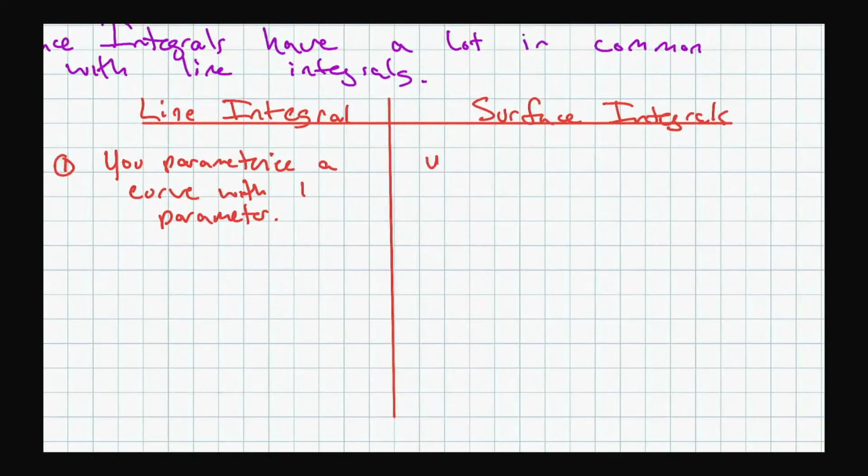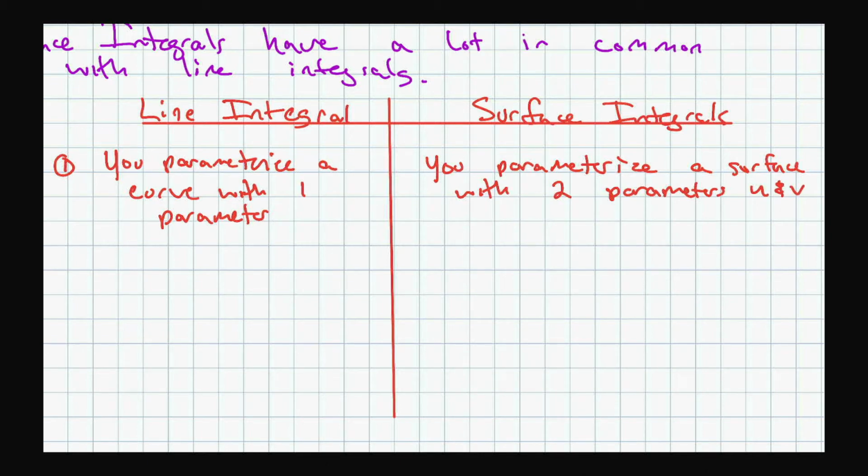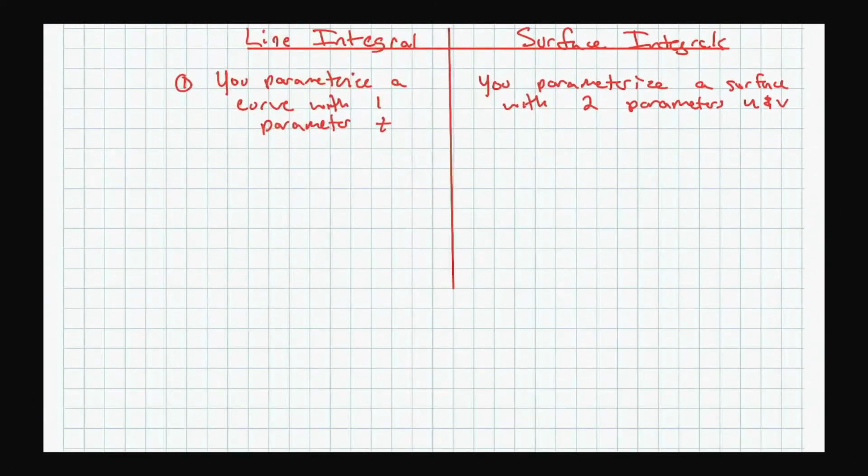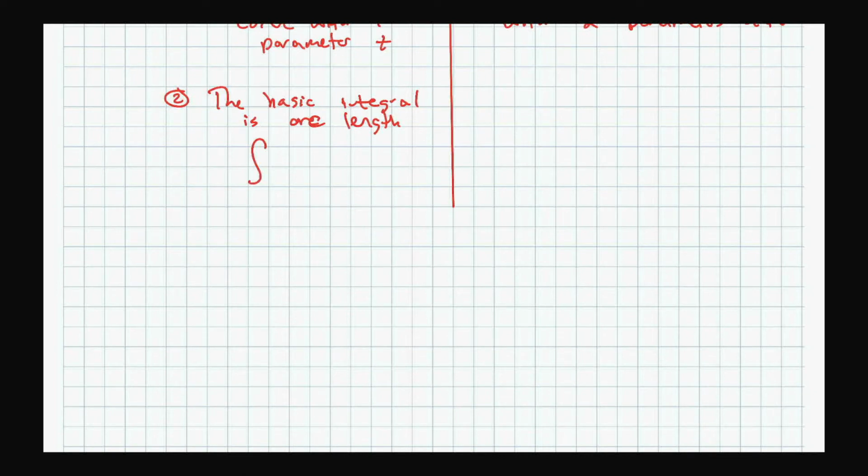Well, on a surface integral, you parameterize a surface with two parameters, usually u and v. Doesn't have to be, but often u and v. And this is usually t. Now, the most basic line integral was actually arc length. So the most basic integral is arc length, and it was an integral over a curve of just ds, where ds was something, right?